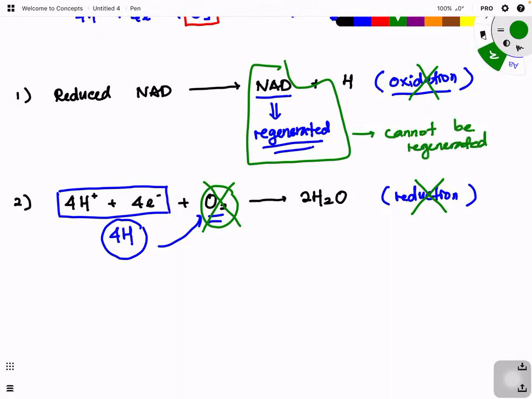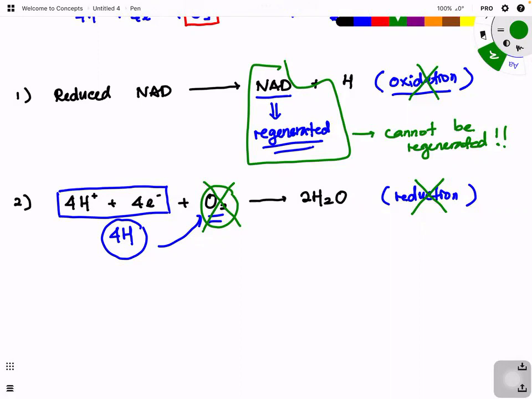This is a very, very important idea. Clear or not? Try to imagine there is no reduction process, because it's coupled together, right? You want to donate your hydrogen atom, so someone has to take the hydrogen atom. If we don't have someone to take it, you cannot simply release the hydrogen atom into the matrix of the mitochondria. So that means we need to have the oxygen there.